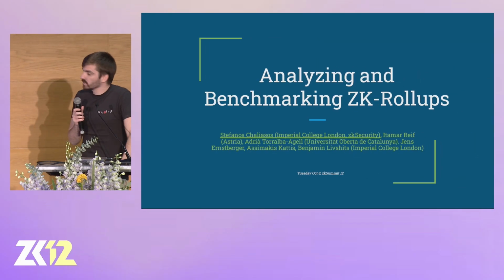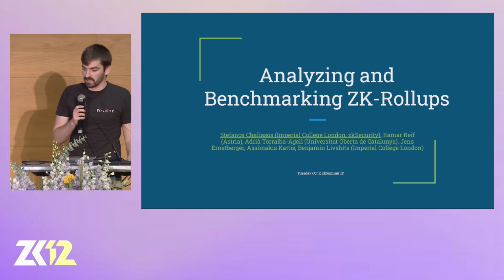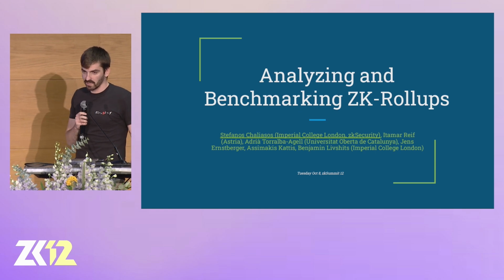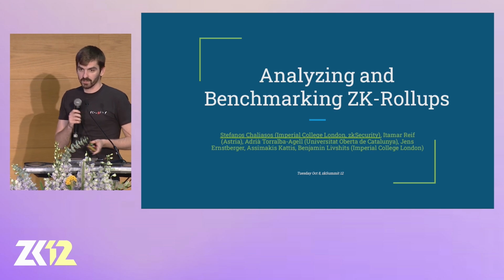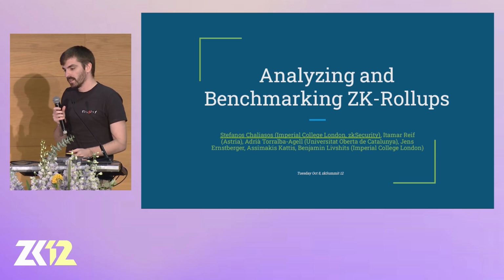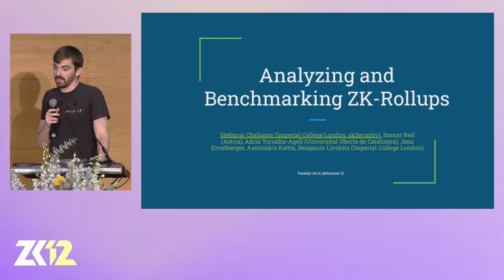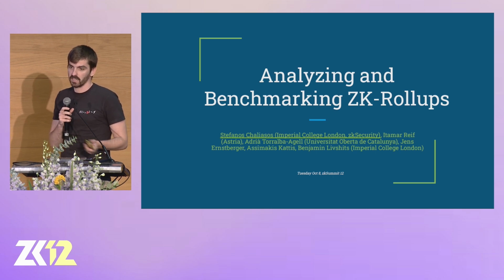So today I'm going to present a joint work with Itamar, Adria, Jens, Akis, and Ben on analyzing and benchmarking ZK-Rollups. So I will start with a brief introduction on what is blockchain scalability, what are rollups, and what are ZK-Rollups, and then I will describe what we did, our analysis, some preliminary benchmark results for zkSync Era and Polygon zkEVM, and also then I will discuss a bit the implications, in particular for transaction fee mechanism design for ZK-Rollups.